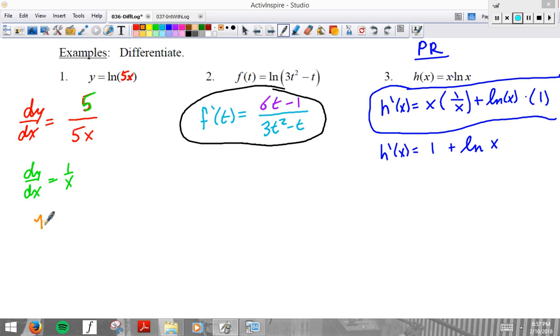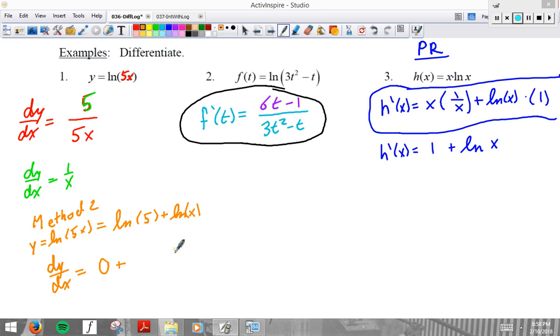We have a method 2 on problem number 1. y equals natural log 5x. We can use log rules to call that natural log 5 plus natural log x, because multiplication inside can turn into addition. So then taking the derivative of y, natural log 5 is just a constant. It is just some number. And then the derivative of natural log x, what is it? 1 over x.